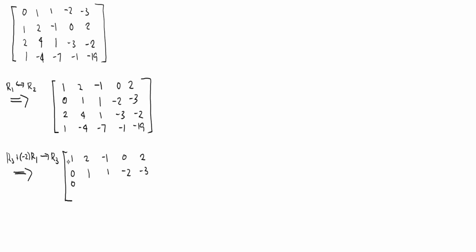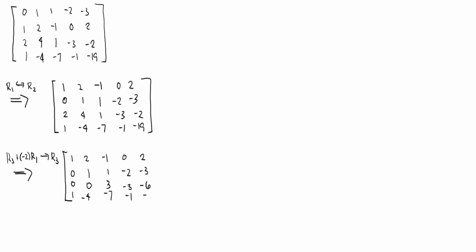Again, this is our target, to make the entries below the leading one to be 0. So times negative 2 is negative 4 plus 4, so that is 0. Times negative 2, so that's 2 plus 1, so that is 3. Times negative 2, so that's 0, plus negative 3, that's negative 3. Times negative 2, so that's negative 4, plus negative 2, so that's negative 6. Then we copy the last row.